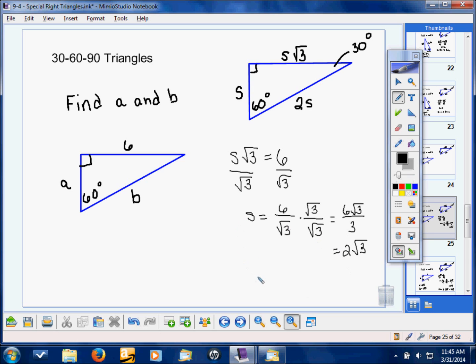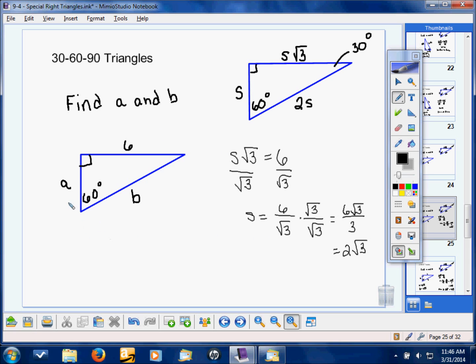Anthony? If that was 6 plus square root of 3 over 3, it was really radical. 6 plus square root of 3 over 3. You're correct, yes. If it was a plus in here, you couldn't reduce it unless you split it into 2 separate fractions.